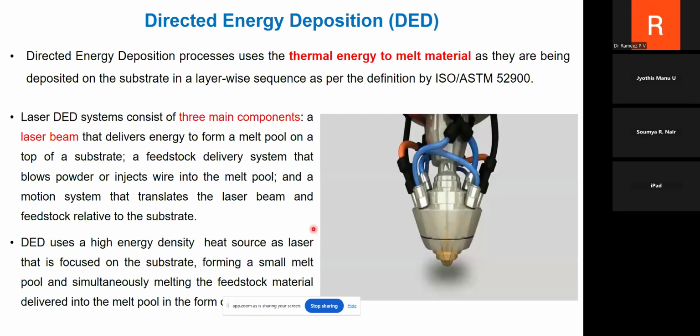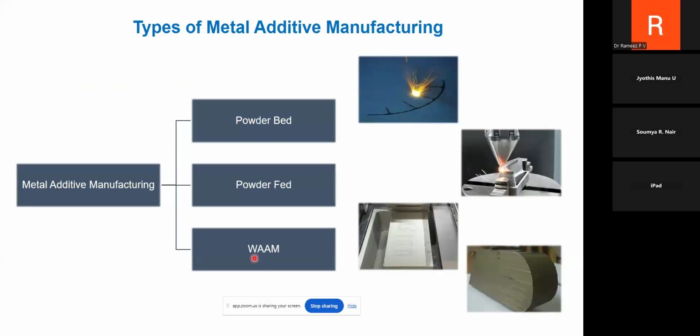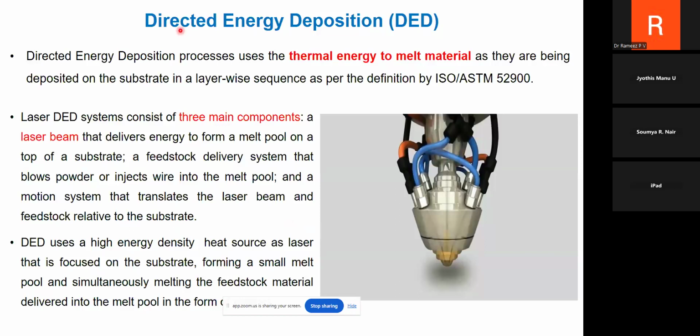So these powder-fed and wire arc additive manufacturing come under the family of directed energy deposition methods, right? I hope you remember the seven classifications of additive manufacturing. These two techniques all come under the umbrella of directed energy deposition, right?